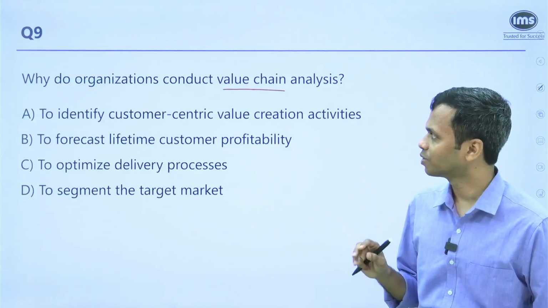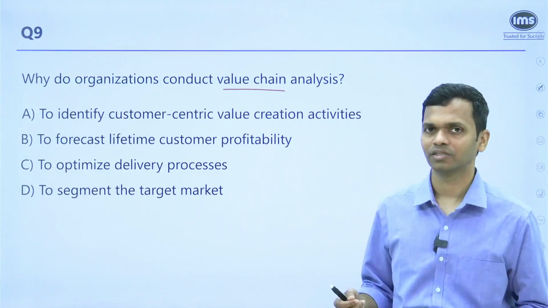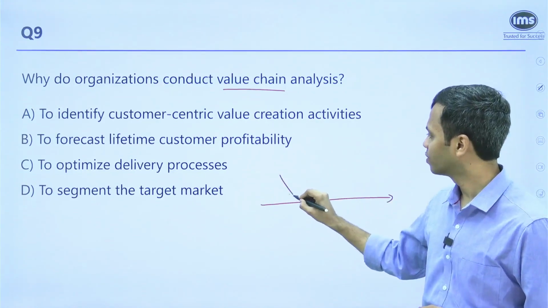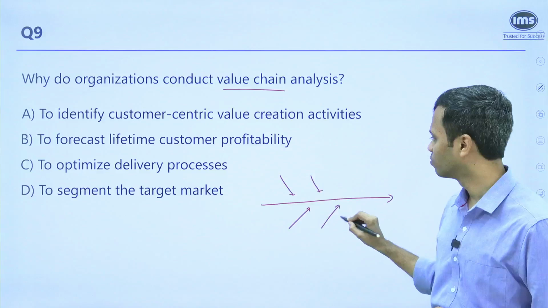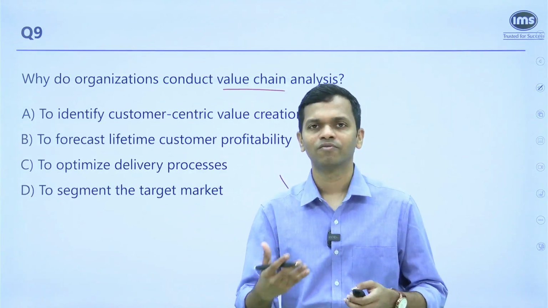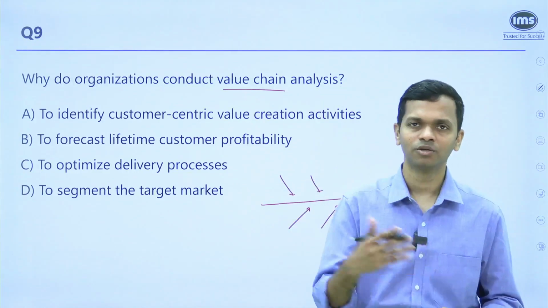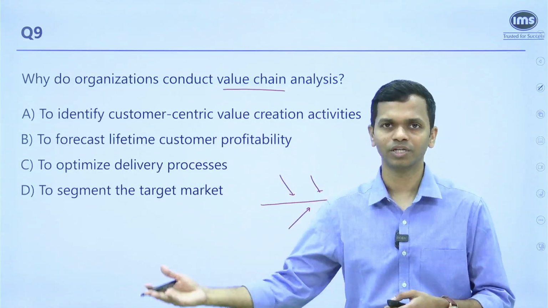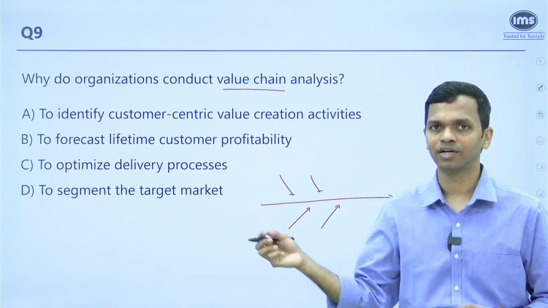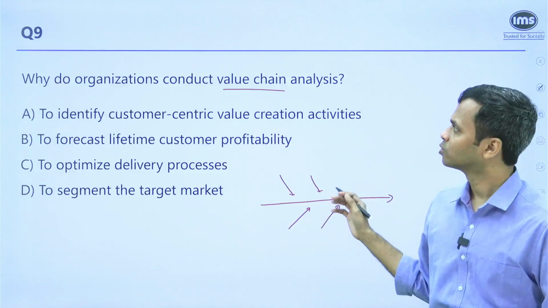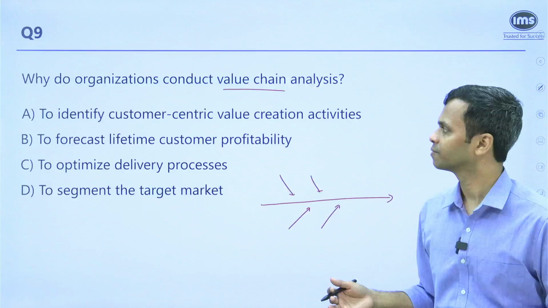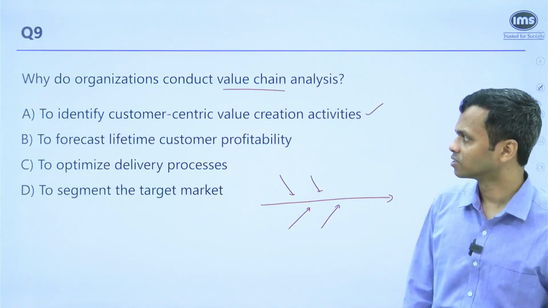Let's look at the options. It says to identify customer-centric value creation activities. Yes, definitely an important thing, because as you move from, let's say, start to end, at different points of time, some sort of value will get added, right? Let's say you have sugarcane, the raw material. From there on, you can create a lot of things. You can create a juice, you can create some sort of sweeteners and things like that. At different points of time in that activity, value will start getting added to create the end product. So when you do a value chain analysis, you exactly evaluate where, what kind of value is getting added. So this definitely looks like a nice answer, but let's see the others.